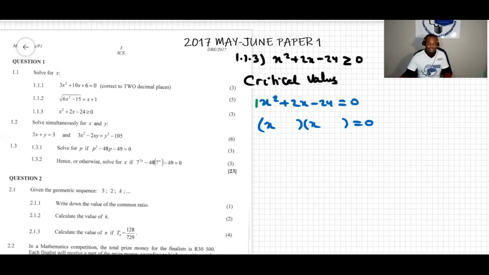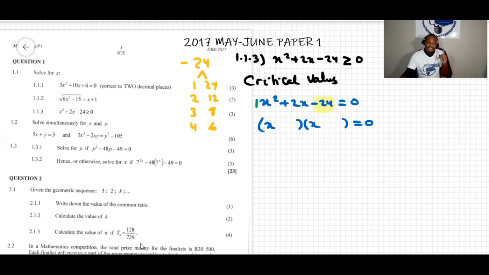Now, what am I going to do? I'm going to consider the constant term, negative 24. I'm going to list all the factors of negative 24, preferably in ascending order. They're like 1 and 24, 2 and 12, 3 and 8, 4 and 6. And I cannot continue because it will be a repetition of what I listed already, because it will be 6 and 4.